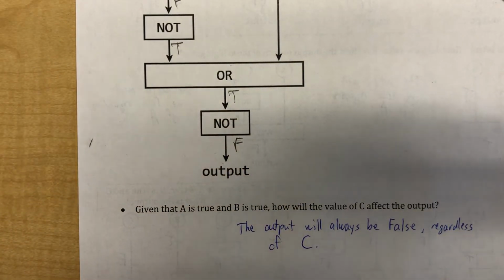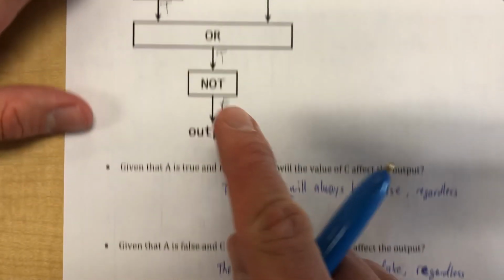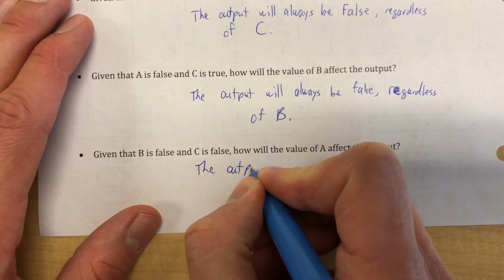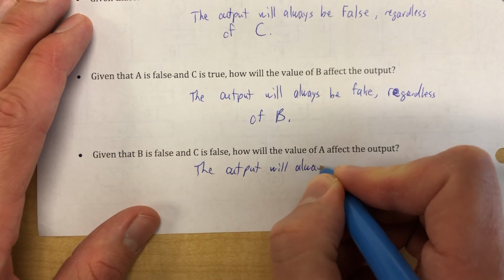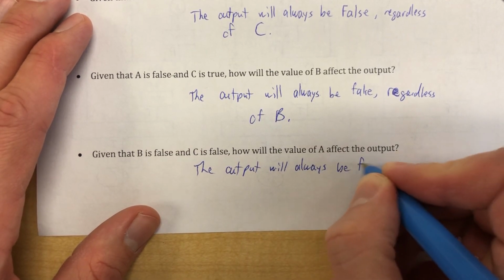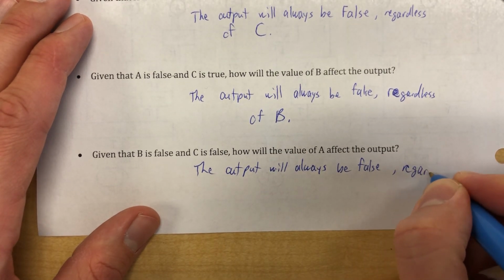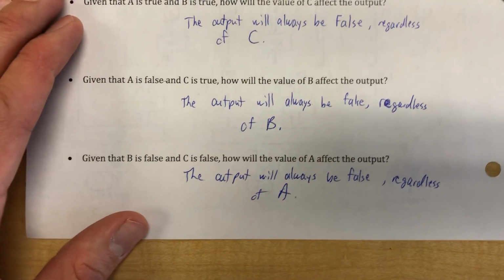There it is. So, final answer on that one. When B is false and C is false, it doesn't matter what A is, the output is false. So the output will always be false. Apparently the output almost always on here is false. Regardless of A. There you go.